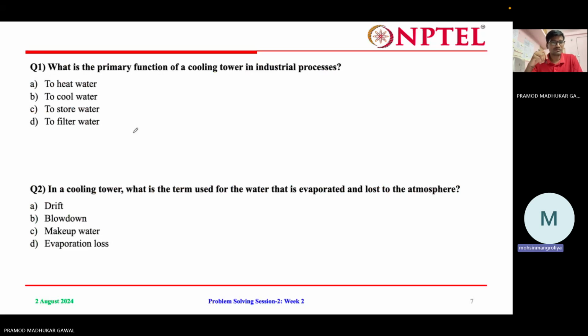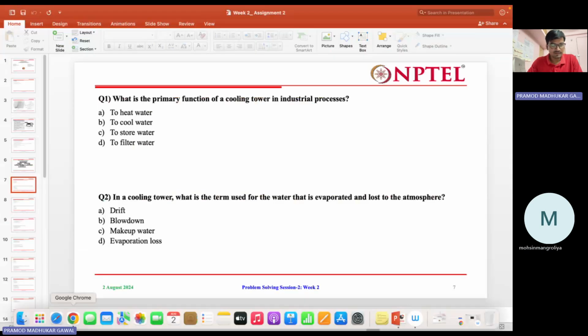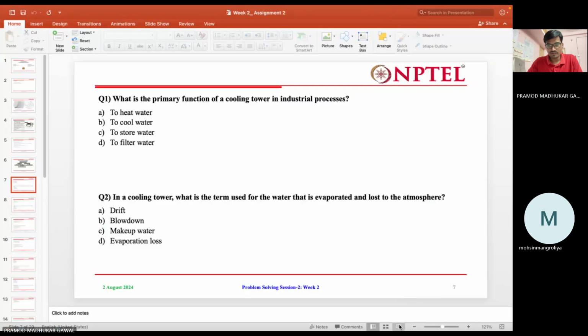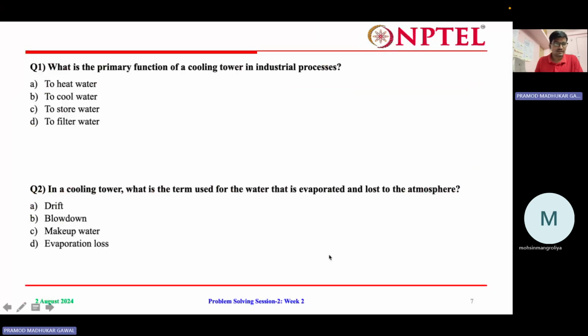Option B, to cool water. Right. I need to check it. How many students are there?